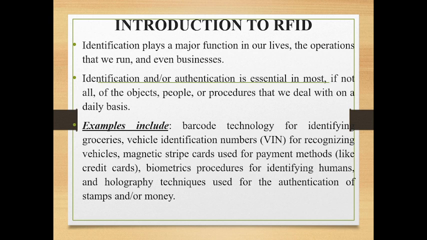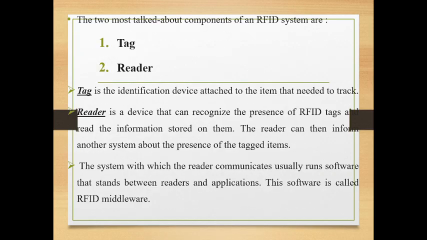Nowadays we also use it in biometric systems, where we identify human beings by their features and some other features with RFID. These are the two components: the RFID tag and the RFID reader. The tag is the identification device attached to the item that needs to be tagged, and RFID technology works on the principle of radio frequency, that is, radio waves.